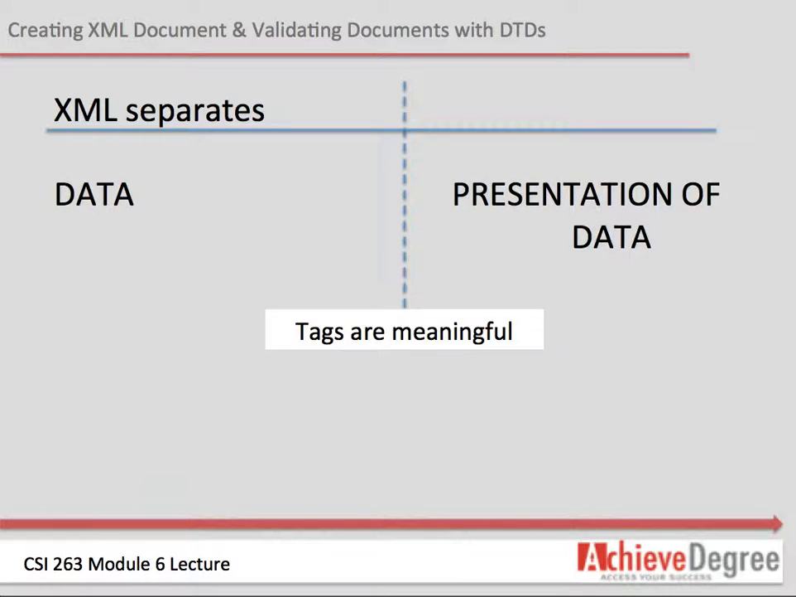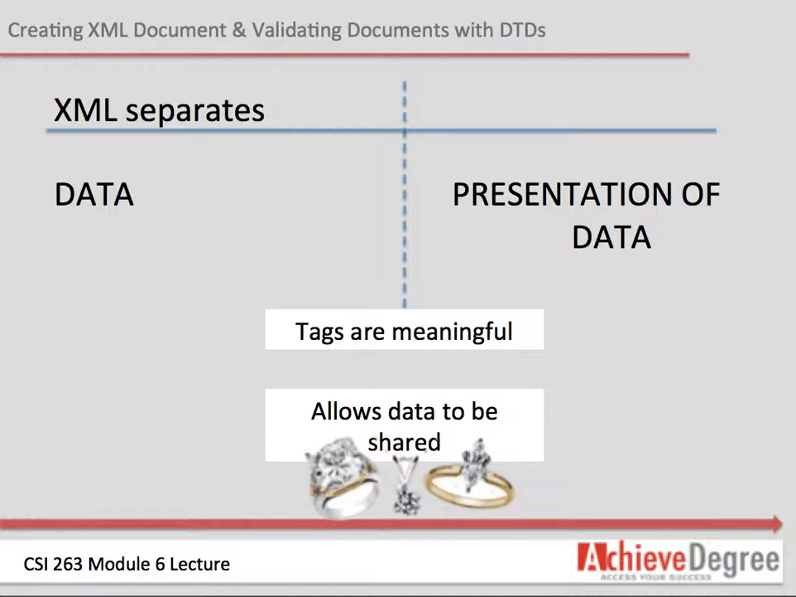XML is a language that separates the data from the presentation of the data. This means that the form and the content of the data are separate, unlike in the current languages. This makes the data more easily understood by a person reading the data, since the tags are meaningful. It allows data to be shared across platforms and across agencies and institutions.